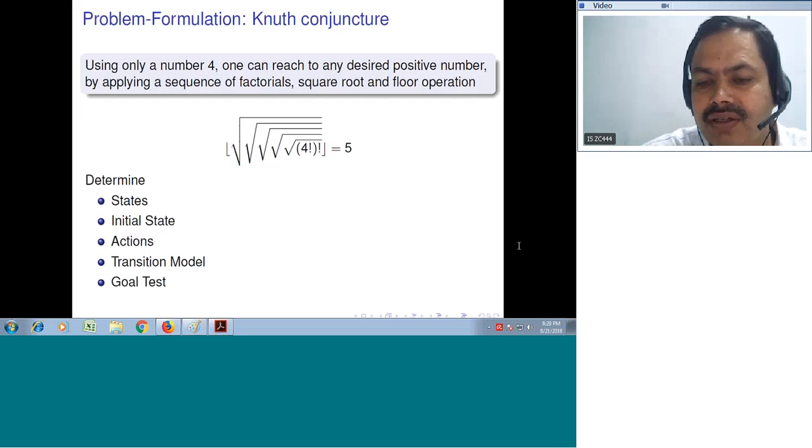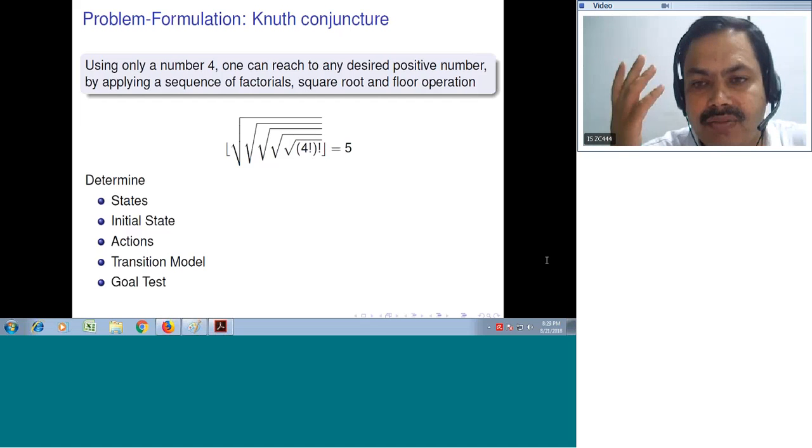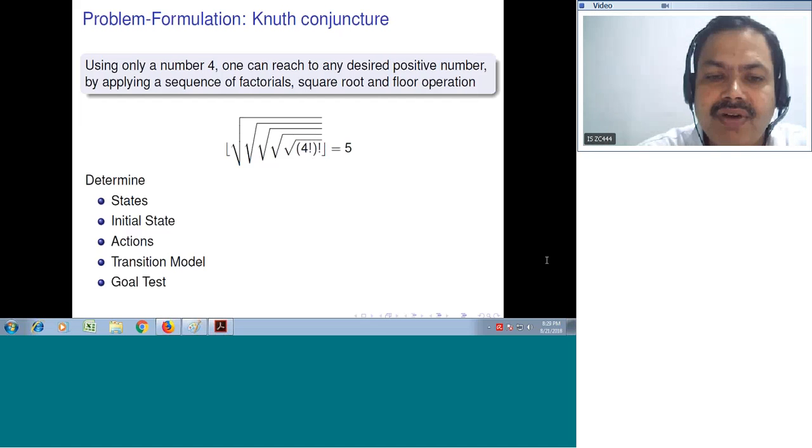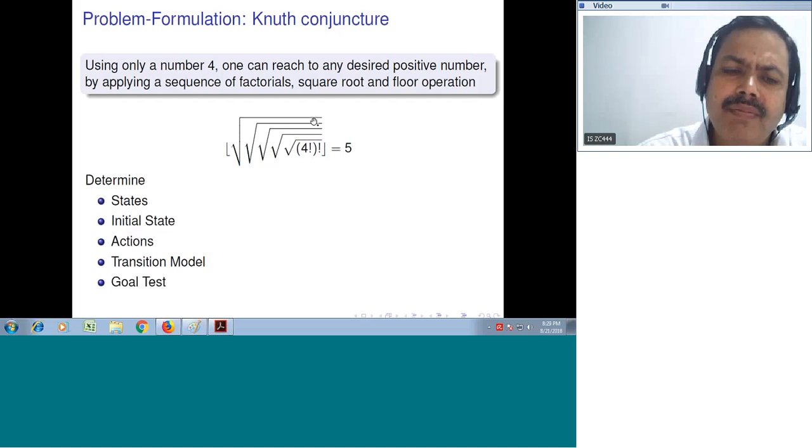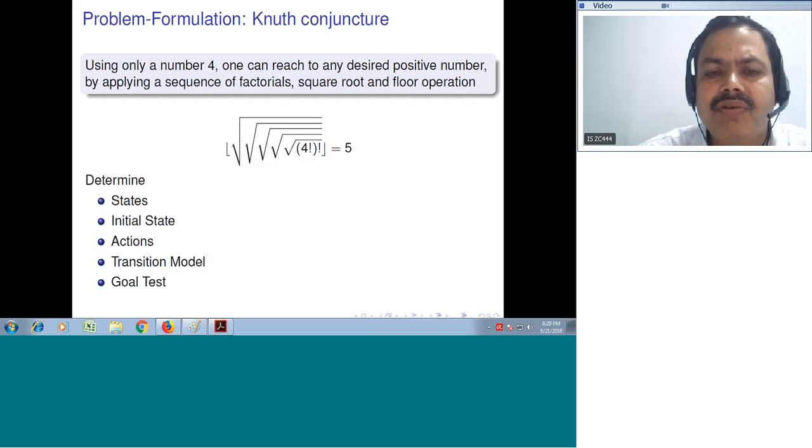Okay, somebody has written 6.20 into e to the power 23. Just see 23 number of digits, and then you apply square root 1, 2, 3, 4, 5, 6, and you get 5. So the Knuth conjecture is this: if you apply the right combination of operations in the right number of ways, then you would be able to find any number, and no, there is no proof.